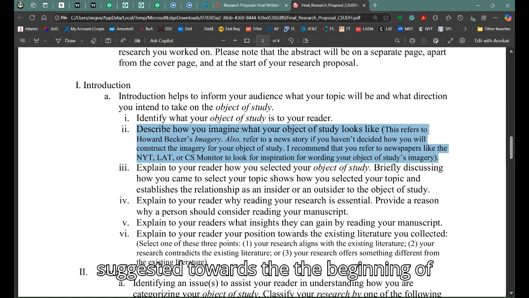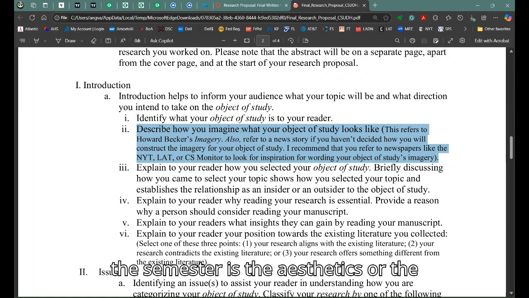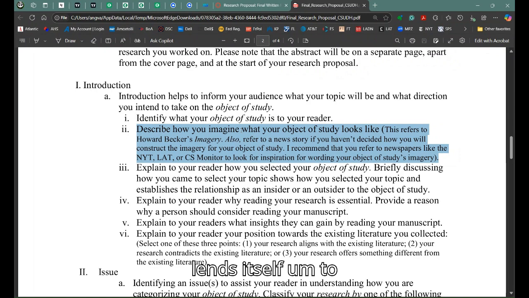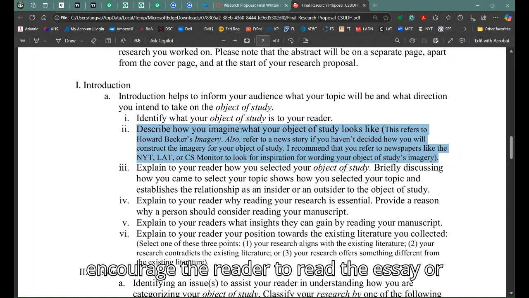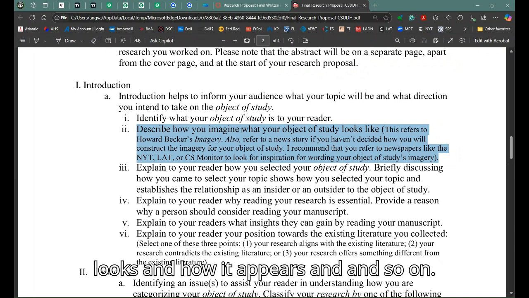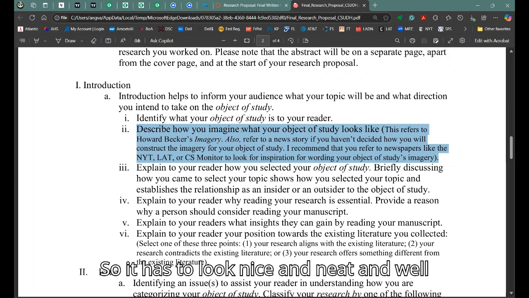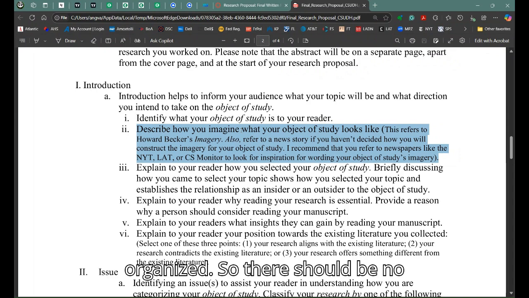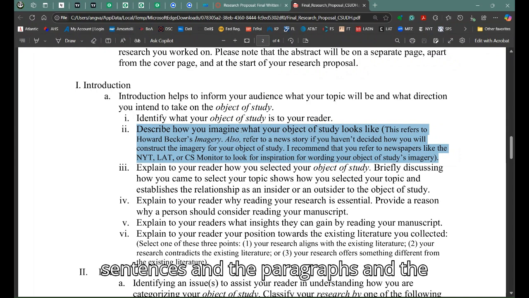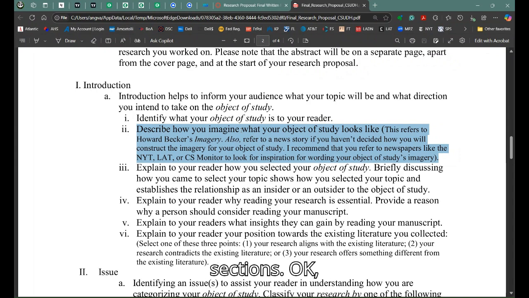And it goes back to what I suggested towards the beginning of the semester, that the aesthetics or the appearance of the manuscript itself also lends itself to encourage the reader to read the essay or the manuscript because of the way that it looks and how it appears and so on. So it has to look nice and neat and well organized. So there should not be any unnecessary gaps between the sentences and the paragraphs and the sections.